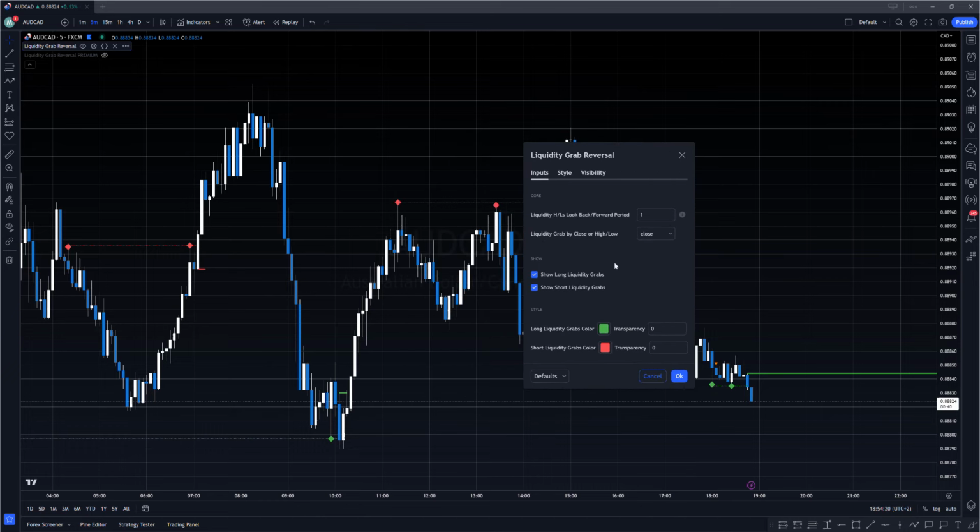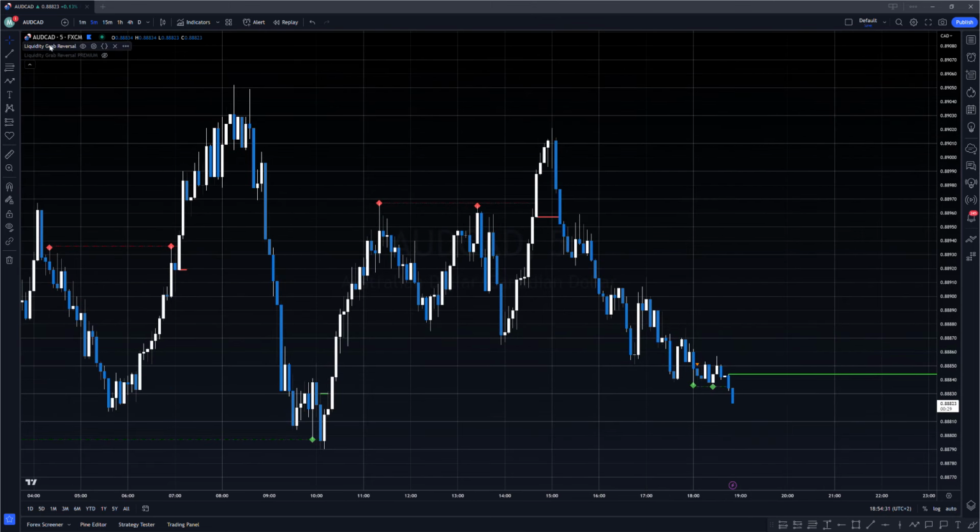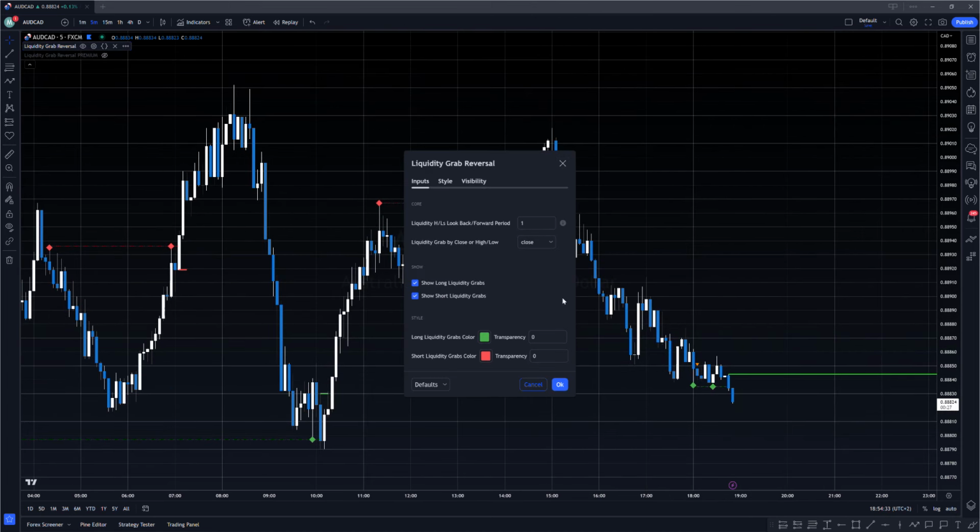And the next settings are you can show only long or only short liquidity grabs, and you can change the color of the long liquidity grabs and short liquidity grabs. Okay, so the free indicator does not have alerts.